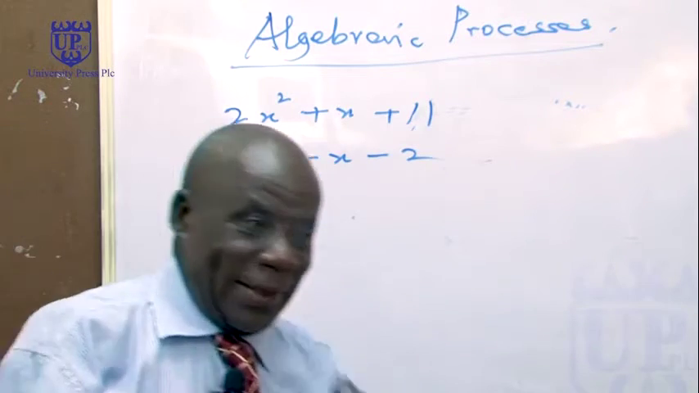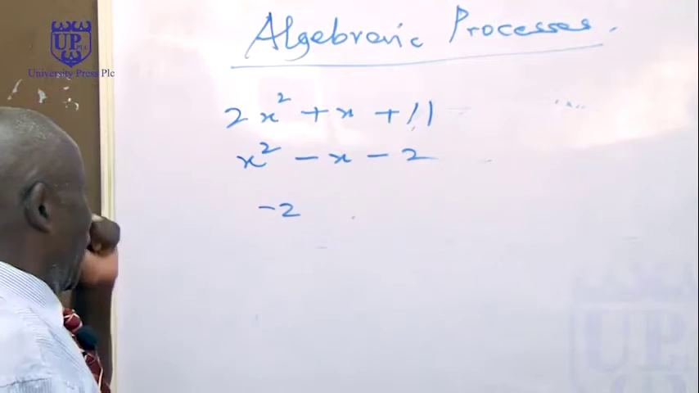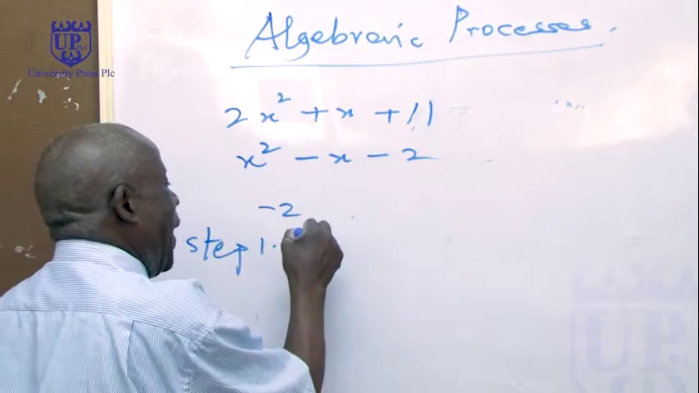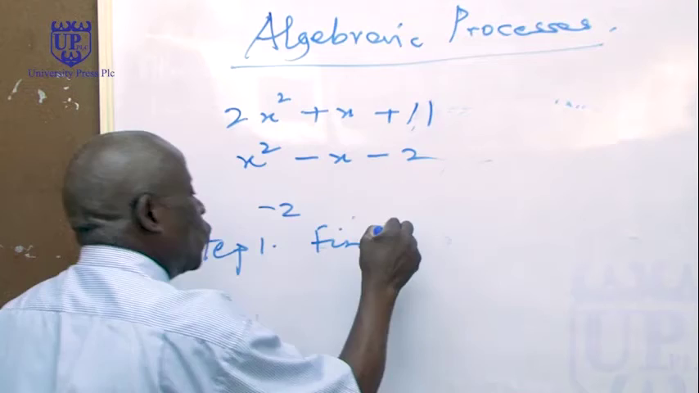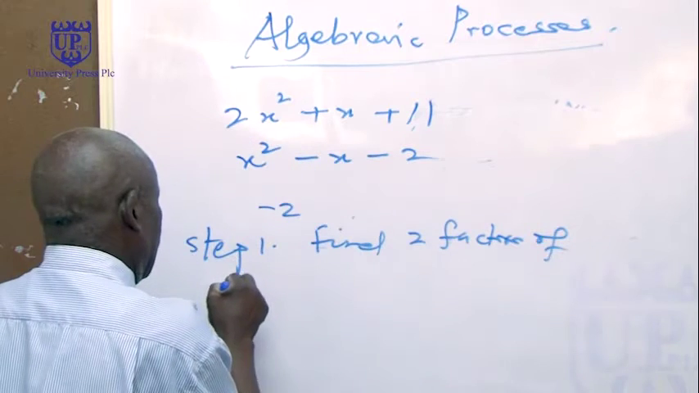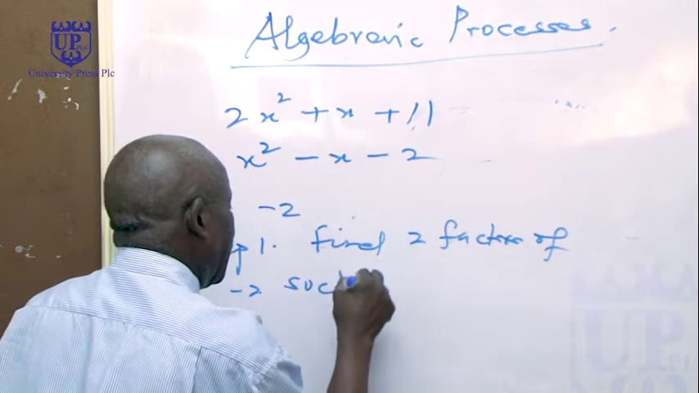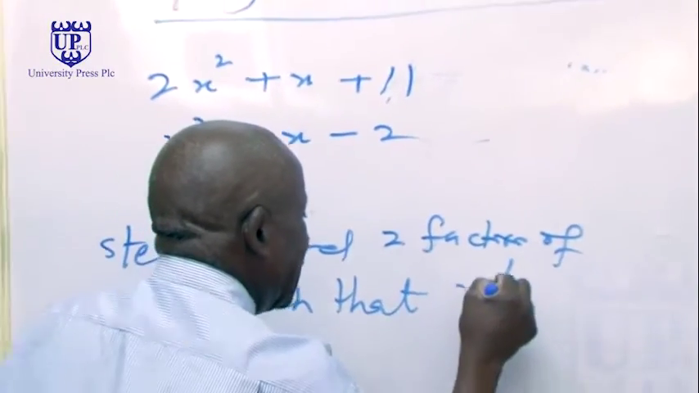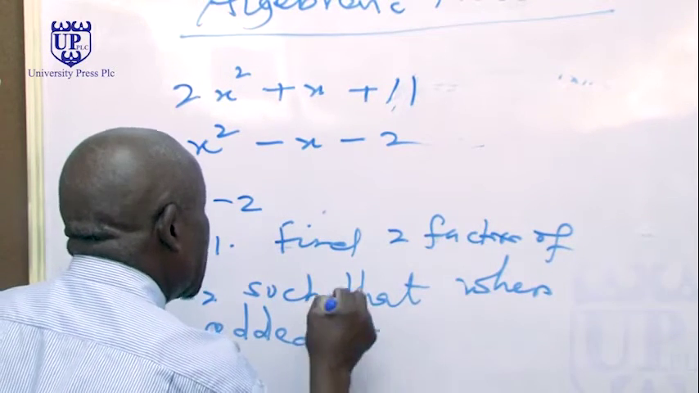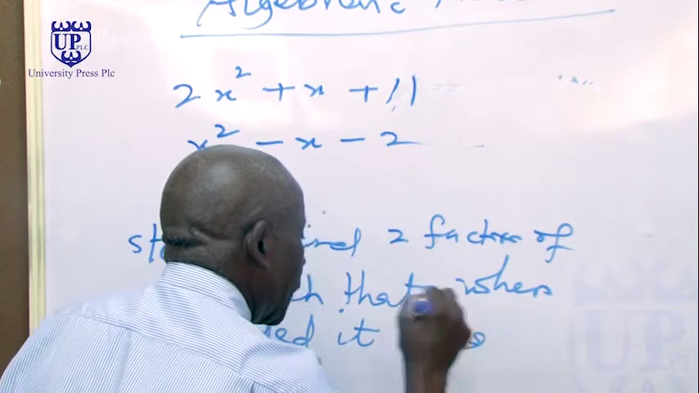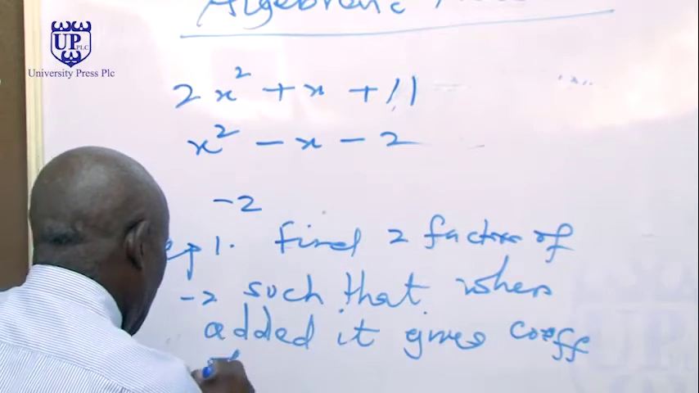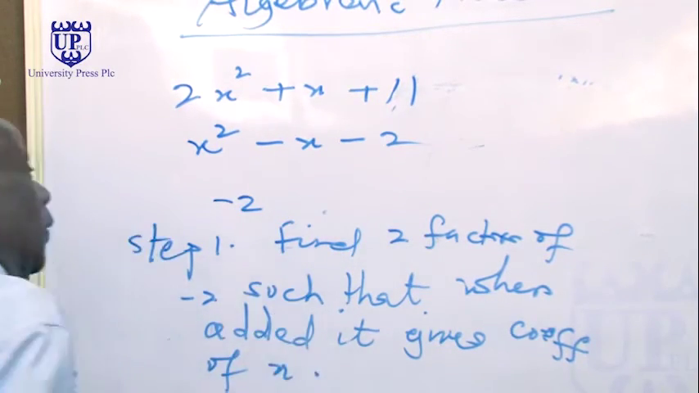Steps to be taken to find the factors. Step 1: find 2 factors of minus 2 such that when added, it gives the coefficient of x. Please take note.